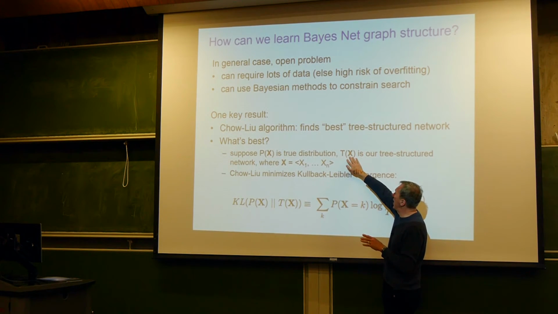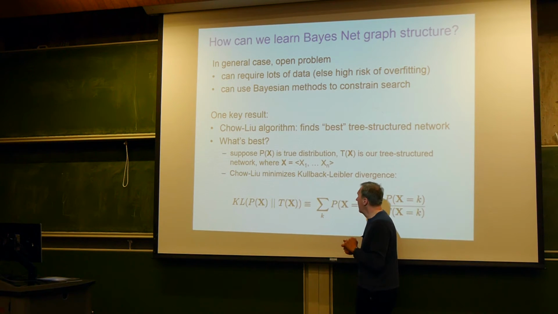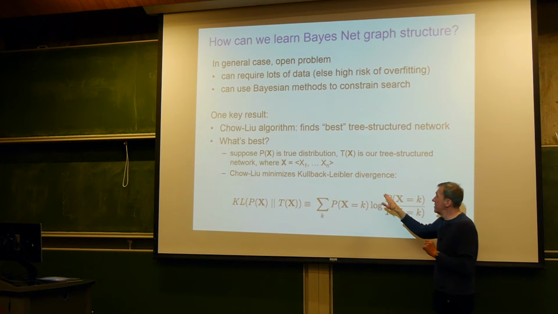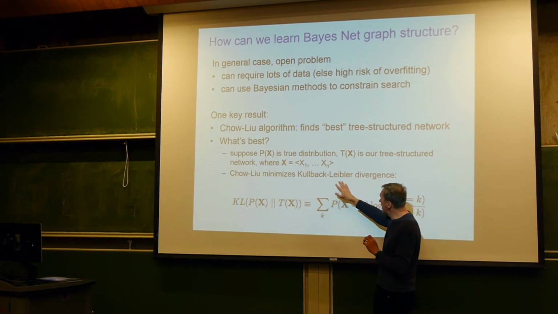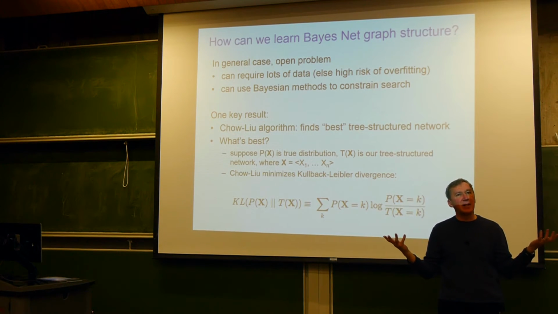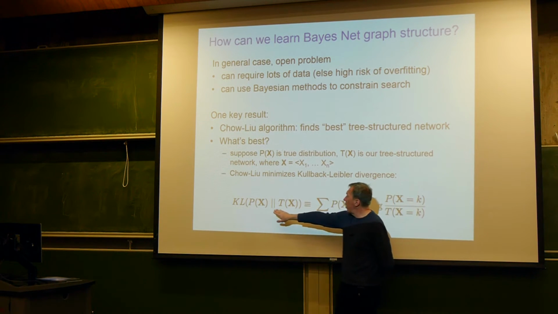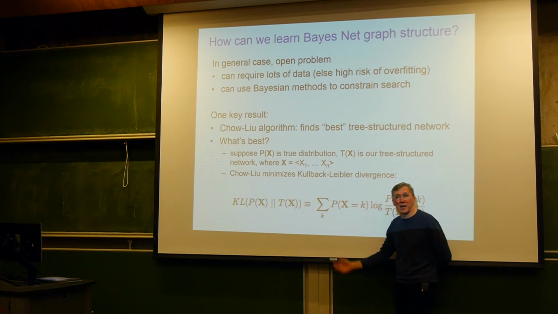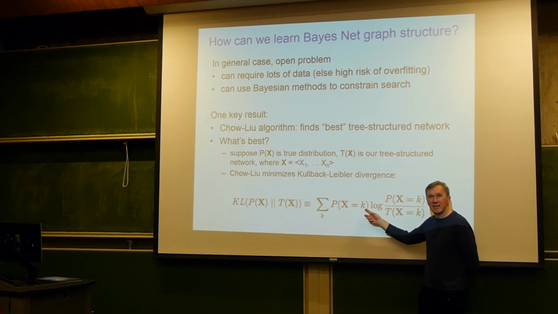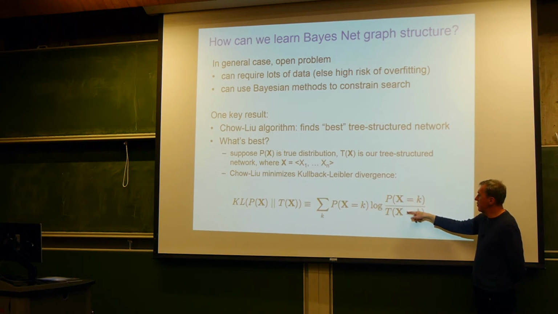My tree-structured network has probability distribution, I'll call it T of x, as opposed to the true distribution P of x. Then the Chow-Liu algorithm minimizes what's called the Kullback-Leibler divergence. Many of us call it KL divergence, if we don't like so many syllables. The KL divergence is a measure of how different two probability distributions are, and it's a very simple definition. Given two probability distributions, P and T, over the same set of random variables, the KL divergence is just the expected value under P of x of the log of the ratio of the probability assigned by P and the probability assigned by T.